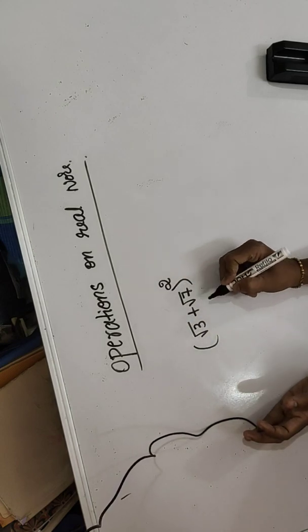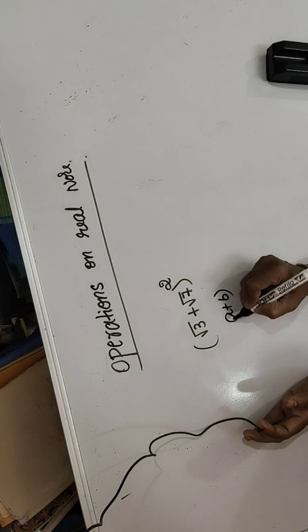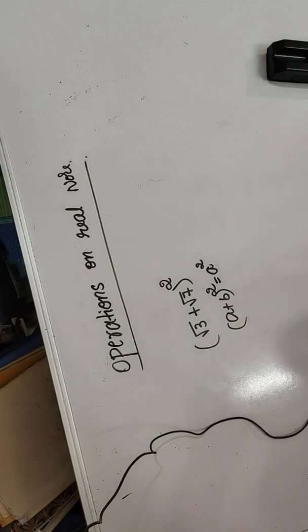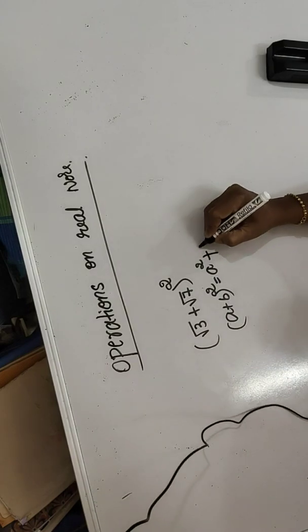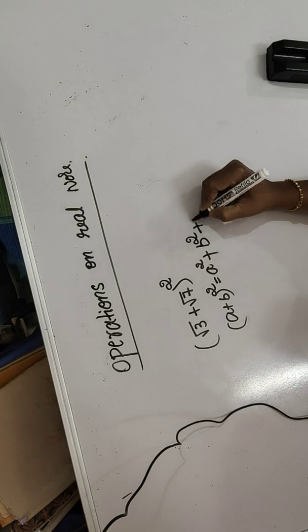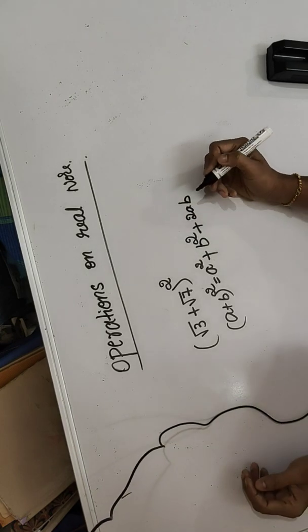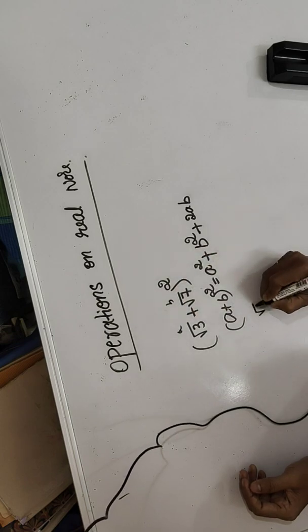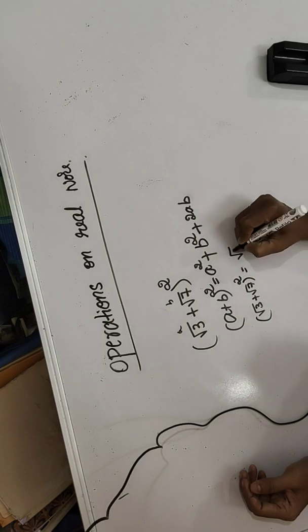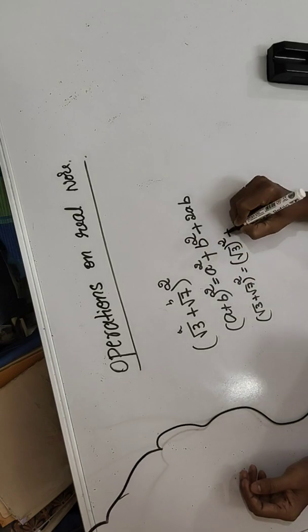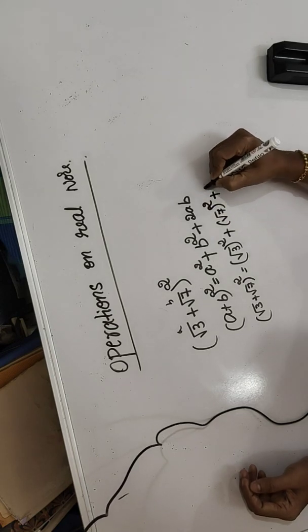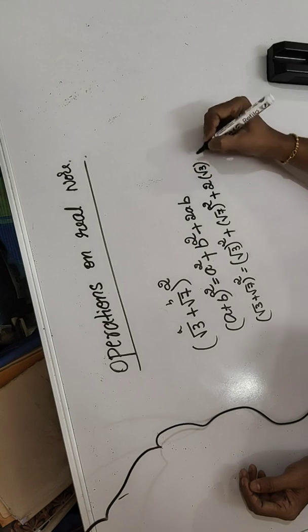Now it is the a plus b the whole square formula. The a plus b the whole square formula says it is a square plus b square plus 2ab. Now a is this, b is this, isn't it? So root 3 plus root 7 the whole square. Root 3 the whole square, that is a square, plus root 7 the whole square, that is b square, plus 2ab, 2 root 3 into root 7.